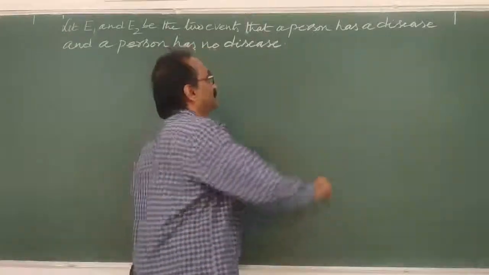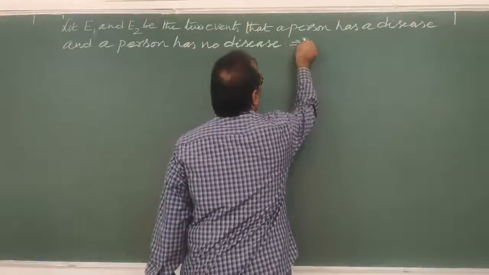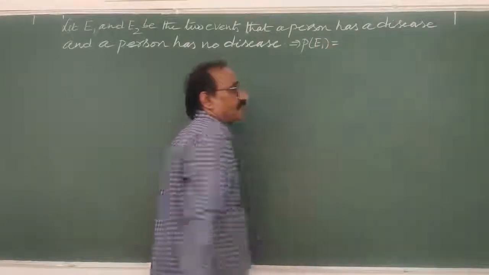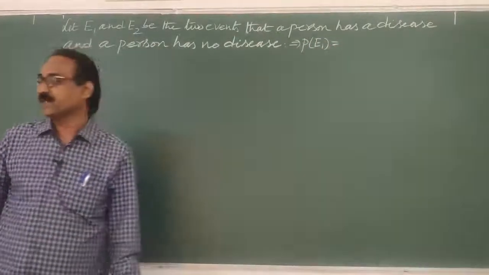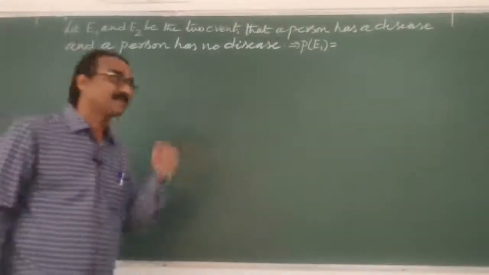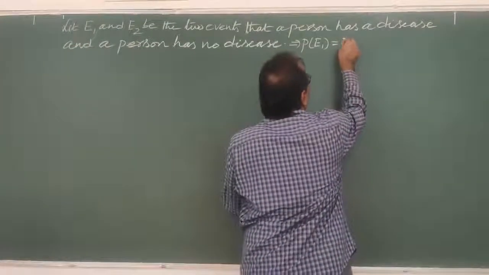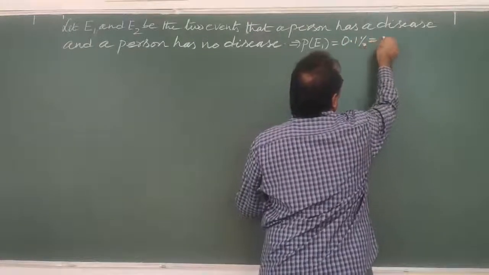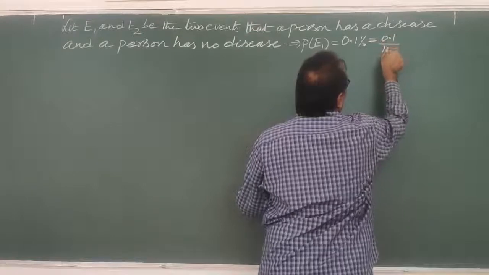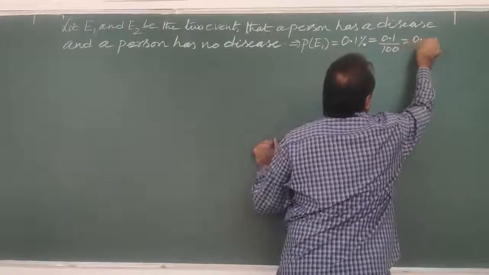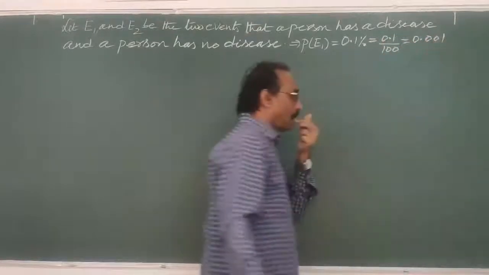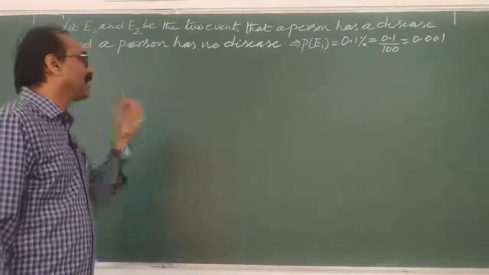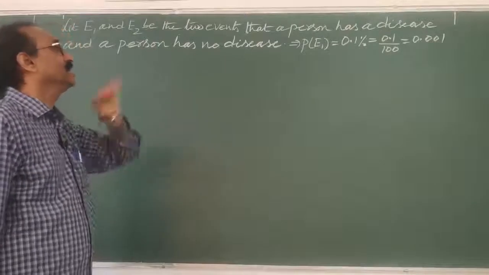We have to write the probabilities. What is P of E1? That is important. A person who has the disease is given as 0.1% according to the statement. 0.1% means 0.1 by 100, which is 0.001. That is P of E1.